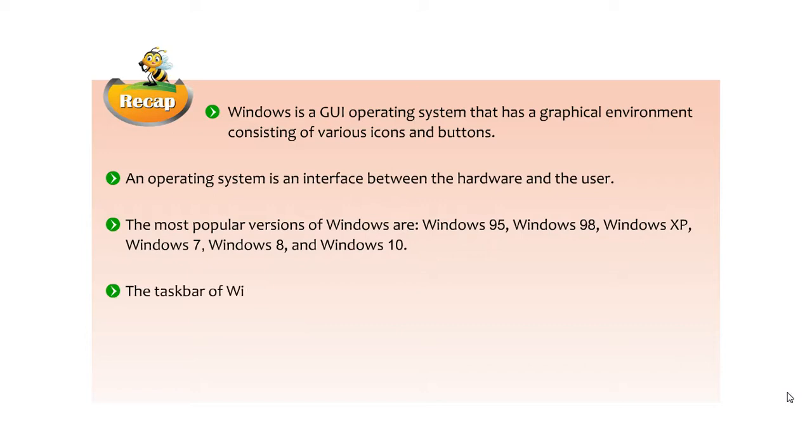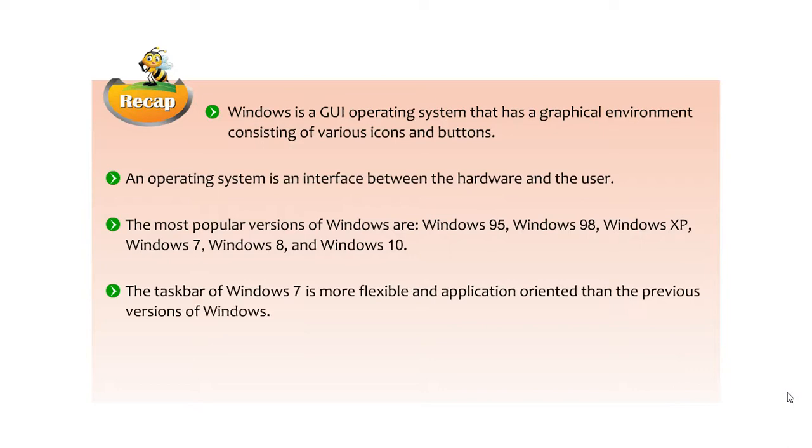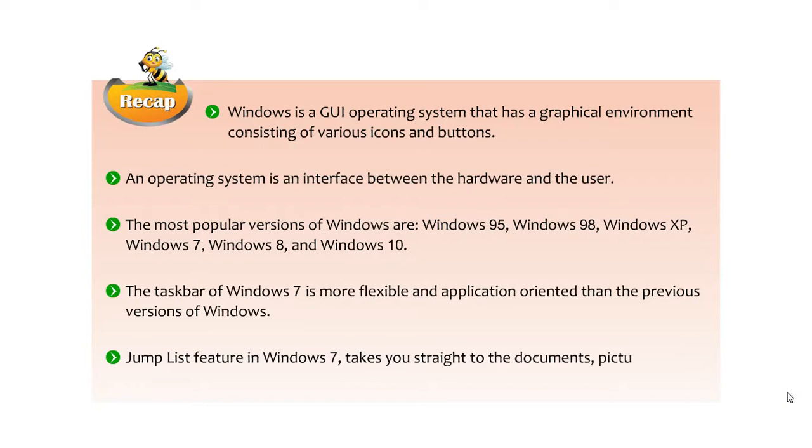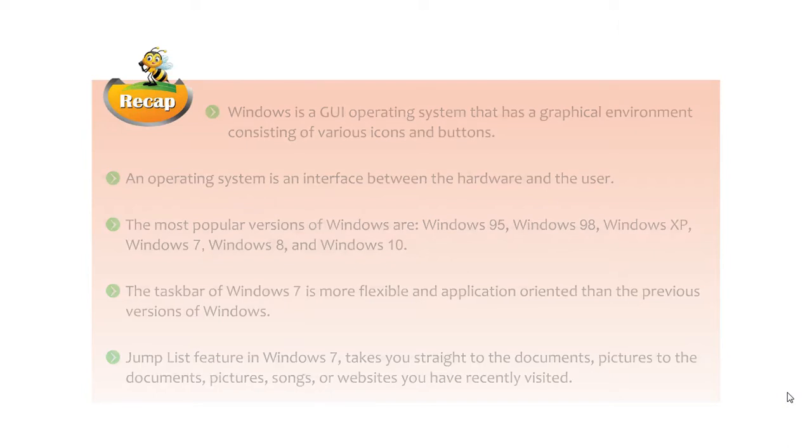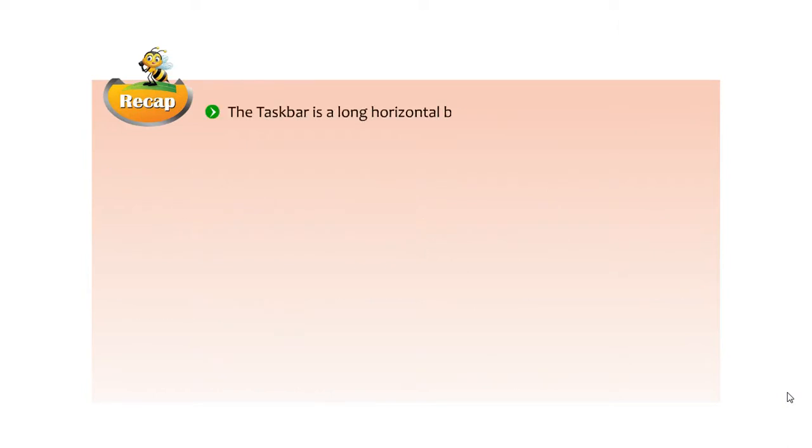The taskbar of Windows 7 is more flexible and application-oriented than the previous versions of Windows. Jump List feature in Windows 7 takes you straight to the documents, pictures, songs or websites you have recently visited. The taskbar is a long horizontal bar present at the bottom of the screen.